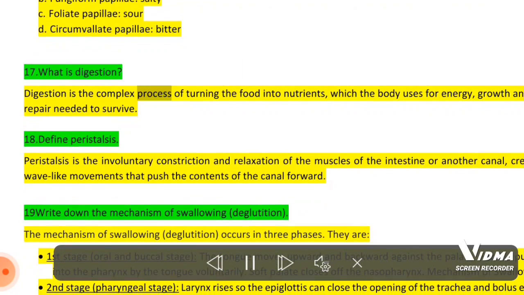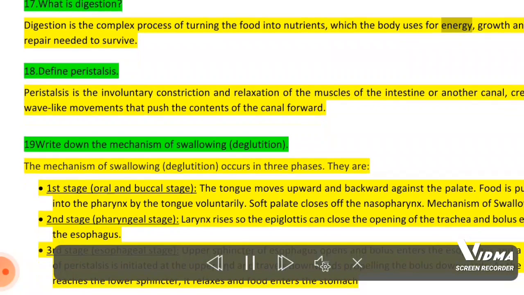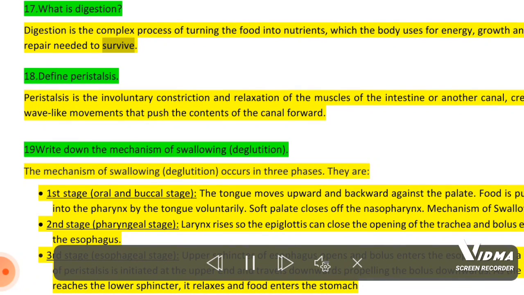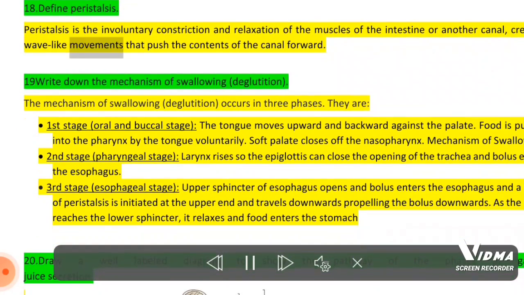17. What is digestion? Digestion is the complex process of turning the food into nutrients, which the body uses for energy, growth and cell repair needed to survive. 18. Define peristalsis. Peristalsis is the involuntary constriction and relaxation of the muscles of the intestine or another canal, creating wave-like movements that push the contents of the canal forward.